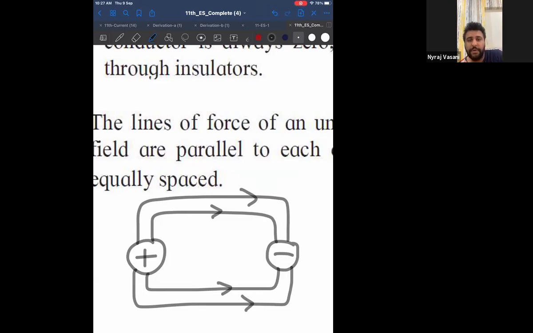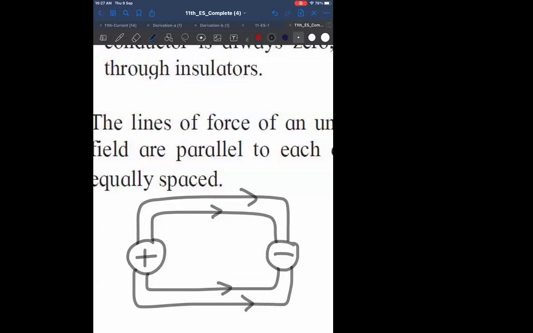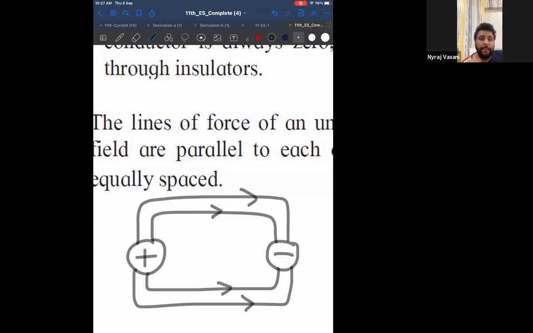Anyone can answer. What do you notice of electric lines of force? I can say they start moving from the positive charge to the negative charge. Correct. They take off from the positive charge, means they start from positive and they land on the negative, correct? Understood the first point. Second point, listen, they do not intersect each other.